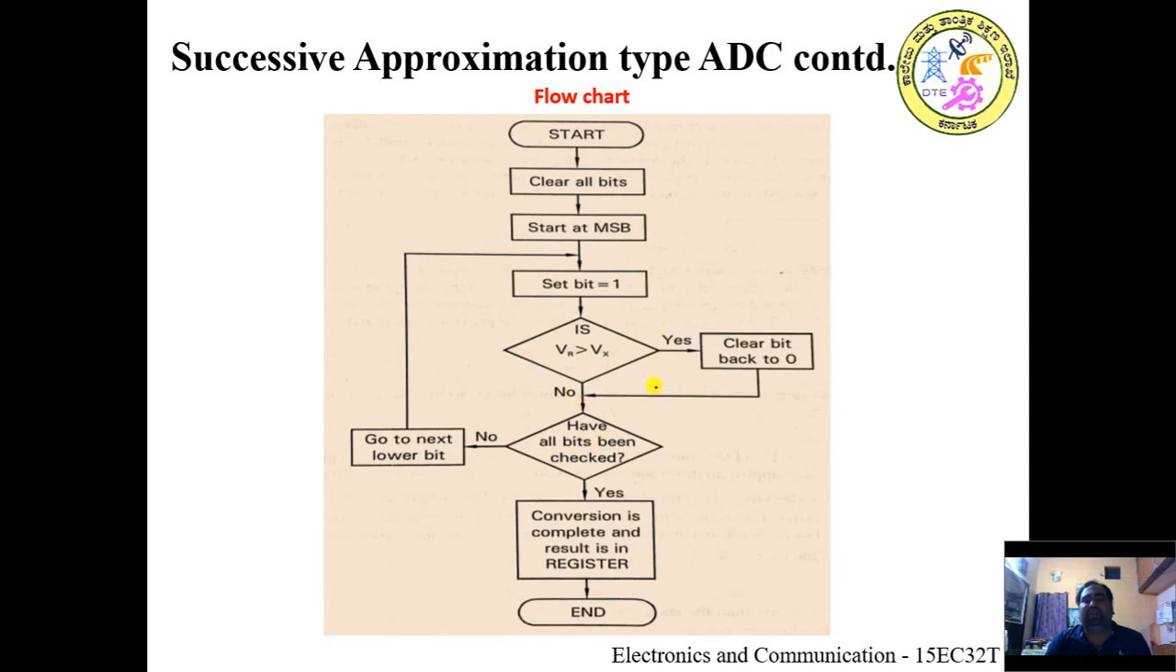This process is repeated until all bits are checked. Once the LSB is also checked, now I can say the conversion is completed and the result is available in the register. It represents the digital equivalent of the unknown analog value. This is how the flowchart works.